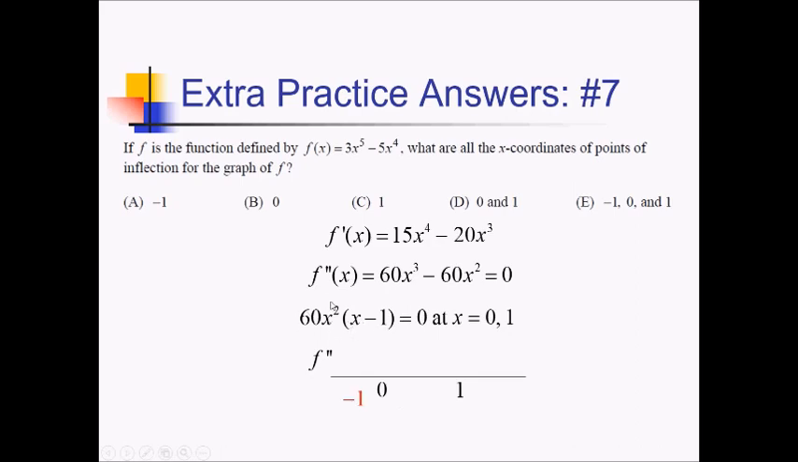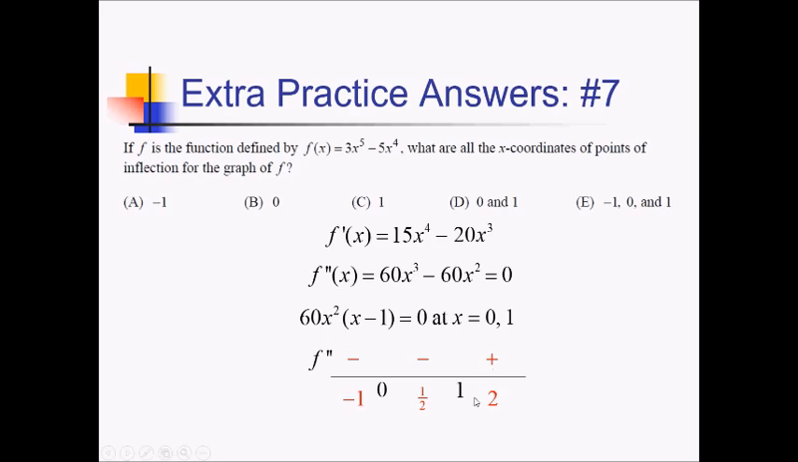And the 60x squared part of this, we know this is always coming out positive. So we don't have to really look at this when we're doing sign analysis. So it's just the x minus 1 that we're looking at now. If I plug negative 1 into that, that comes out negative. And a number between 0 and 1, let's try 1/2. 1/2 minus 1 is going to come out negative. And a number bigger than 1, like 2, 2 minus 1 comes out positive.